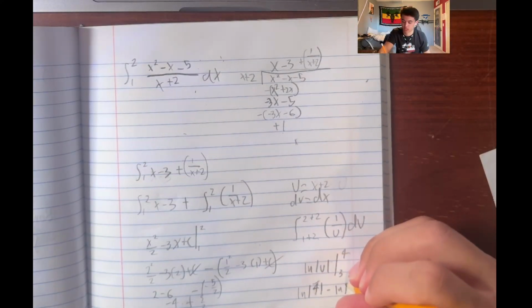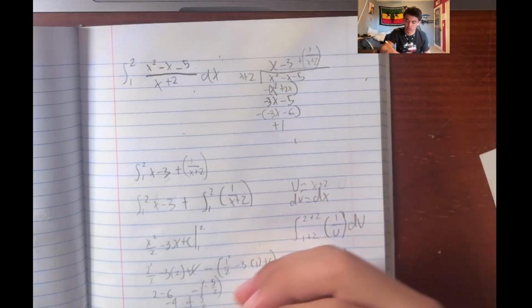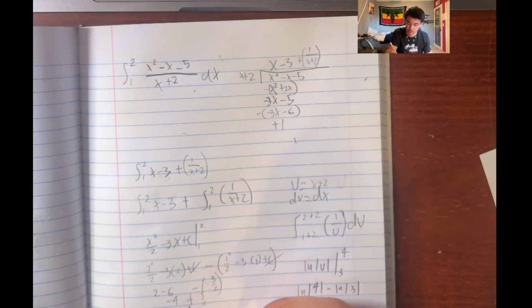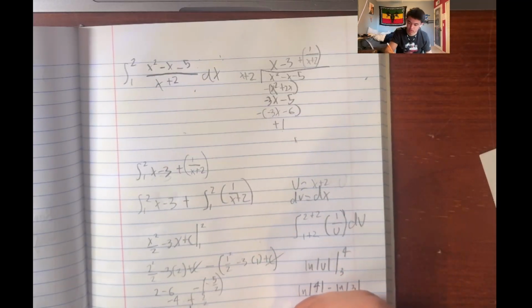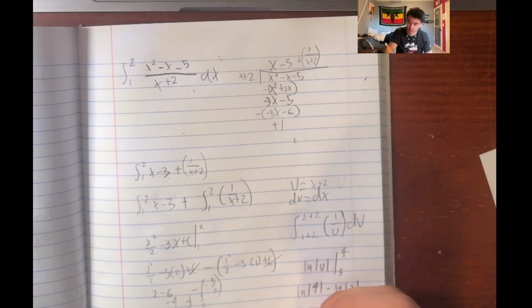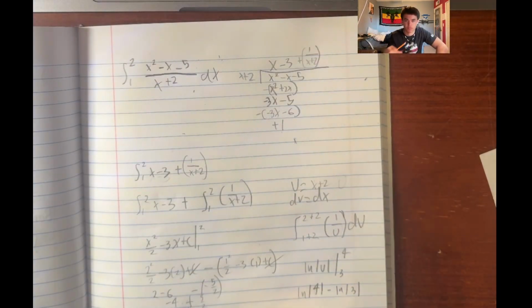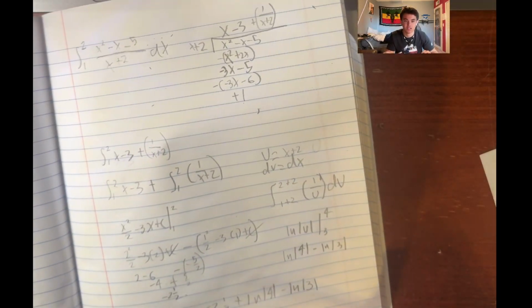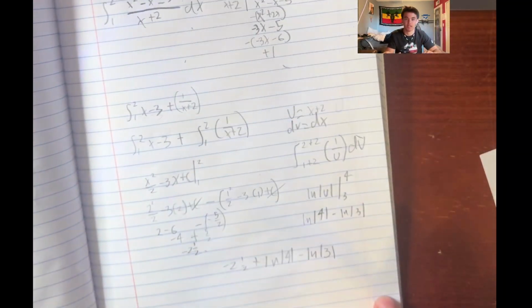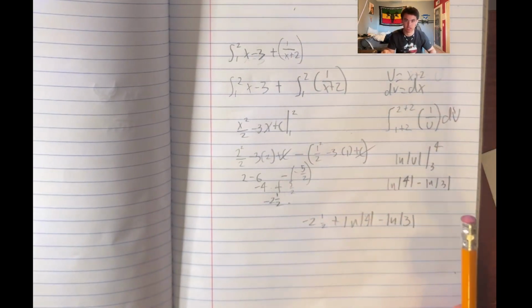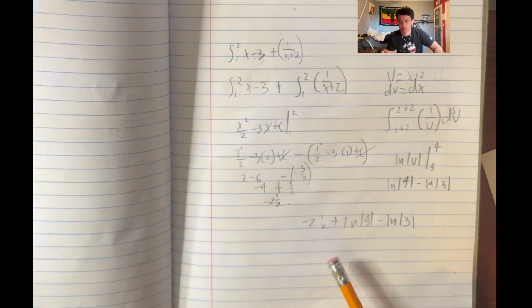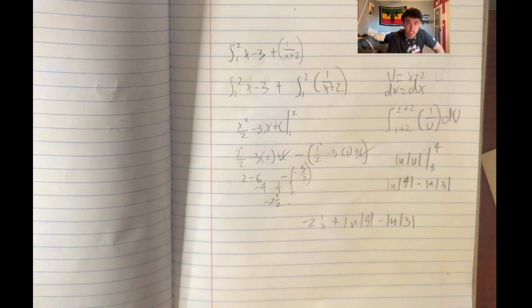4 minus the natural log of the absolute value of 3. And then we got to put these together. So this is going to equal negative 2 1/2 plus natural log of the absolute value of 4 minus natural log of the absolute value of 3. So there we go. Did we get that all in there? I just missed the last part, but basically I just combined these two, so negative 2 1/2 and the natural log of 4 minus natural log of 3. So that gives us negative 2 1/2 plus natural log of the absolute value of 4 minus natural log of the absolute value of 3, which I believe is the correct answer.